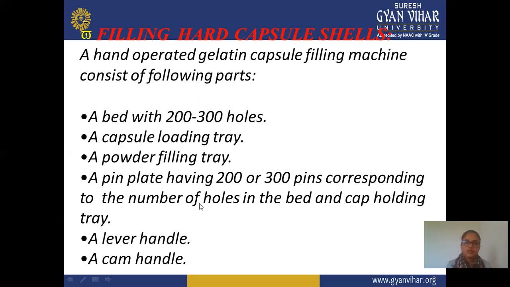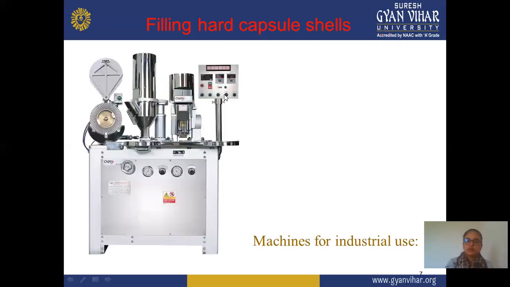Next, a lever handle is also present, and a cam handle is also present on this tray or this machine for handling purposes or for easily removing or filling the capsule. This is a filling hard capsule shell machine.